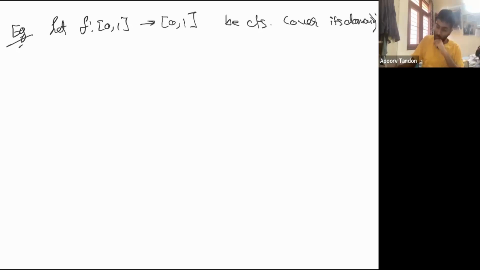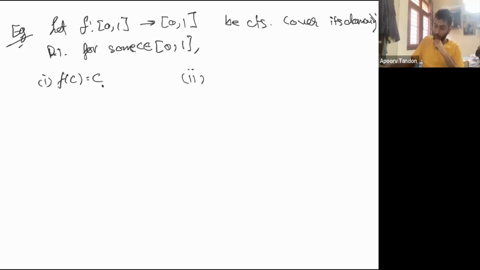Then prove that for some c belonging to [0, 1], f of x, f of c is equal to c. And secondly, f of c is equal to 1 minus c.